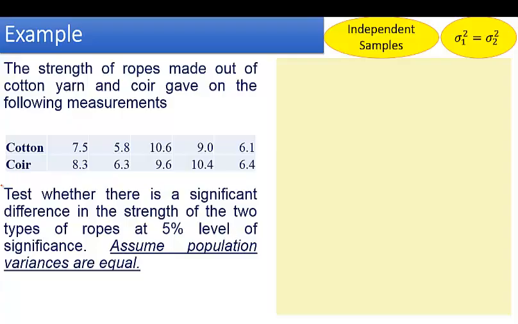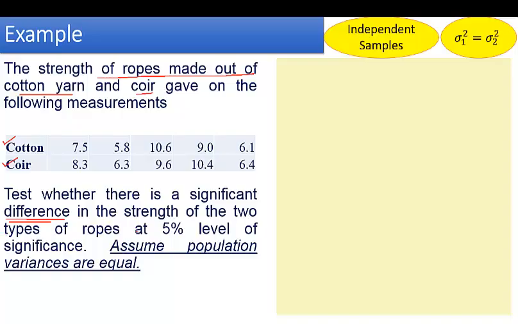If you go through the example, you see there are two samples given, and this example is from the engineering field: the strength of ropes made out of cotton yarn and coir. So two types of yarn, and the strength of the ropes has been taken. So a sample of 5 values is in the cotton category and 5 are in the coir category. So we have two different samples, 5 values from the cotton group and 5 values from the coir group. Test whether there is significant difference. So we need to test the difference in the strength of the two types of rope.